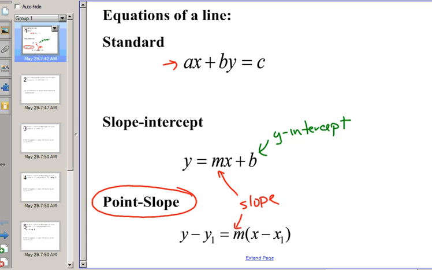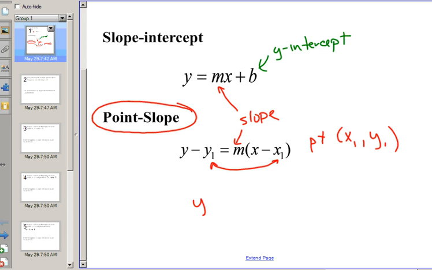y-intercept. In the point slope form down below, we have our slope of m, and then our point comes from here and here. Our point is going to be x1, y1. And sometimes this will show up as y equals y1 plus m times x minus x1.